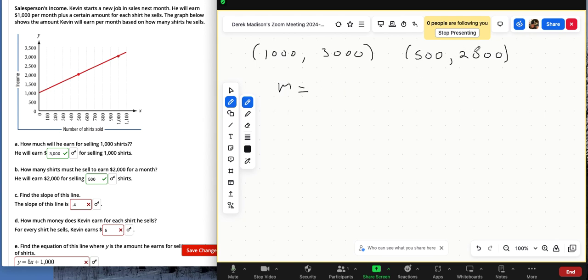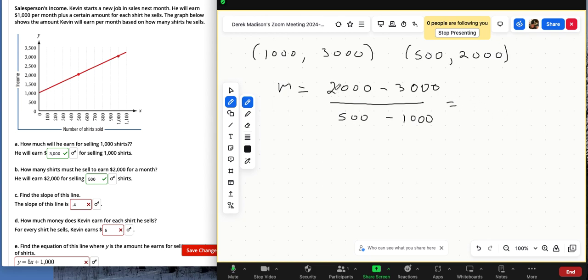And so I actually have these written in the opposite order of where they appear on the number line. It doesn't matter, it just means I'm going to get a negative over a negative. It'll reduce in a second. So 2,000 minus 3,000 would be my change in y. And then 500 minus 1,000 would be my change in x.